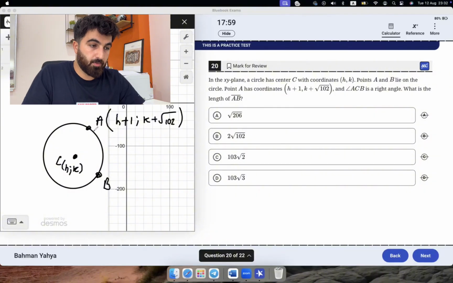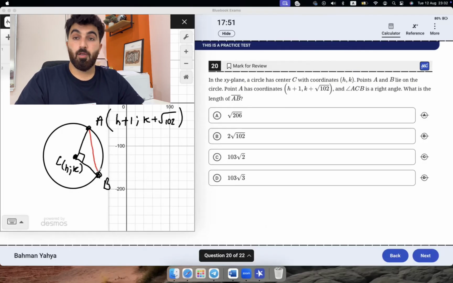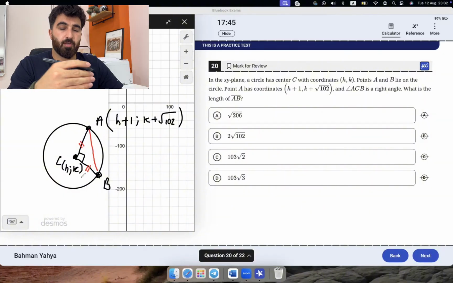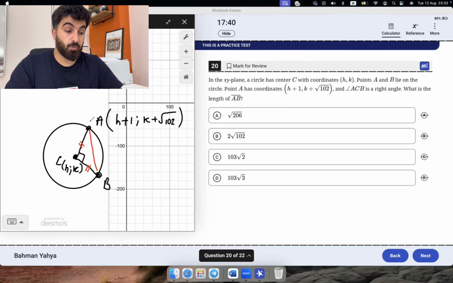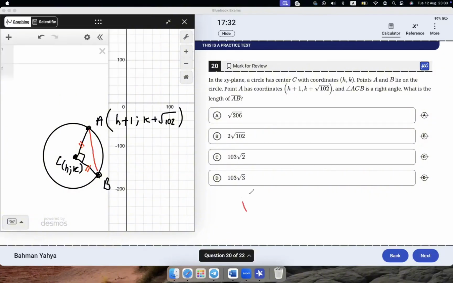ACB is a right angle. What is the length of AB? Okay, guys, they ask for the length of AB. What I will do here, because this is radius and radius, do you know the special triangle, the 45-45-90 isosceles right triangle, it was like x, x, x square root of 2. So I need to find this distance between 2 points, the distance formula.